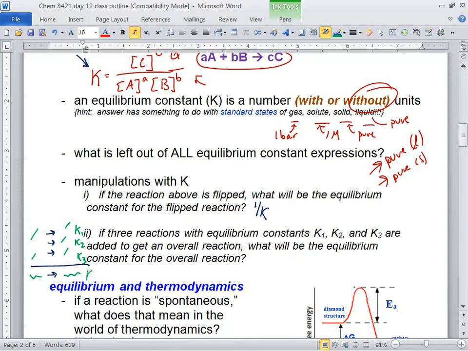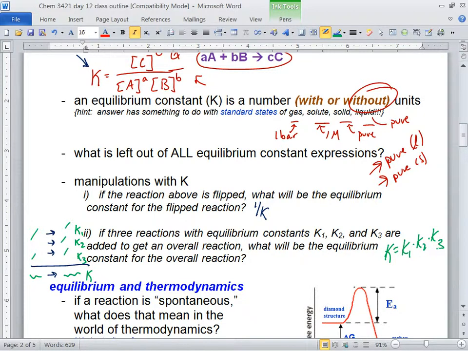Now my big K, the K of this reaction, we canceled all this stuff out. How is it even related to K1, K2, and K3? How is it related? The equilibrium constant for the summed reaction is just the, does anyone remember? It's the product. Someone remembered. So my big K would be K1 times K2 times K3.